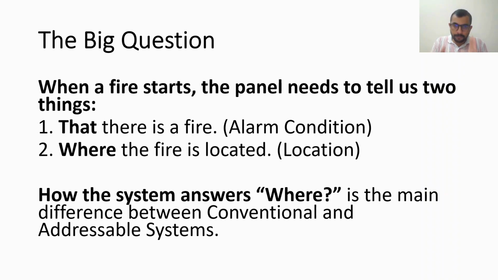In order to tell the difference between the conventional and the addressable fire alarm system, the main difference lies in telling the location of the fire. That is, the main difference between the conventional and the addressable system lies in how they respond to the question of where the fire is happening.